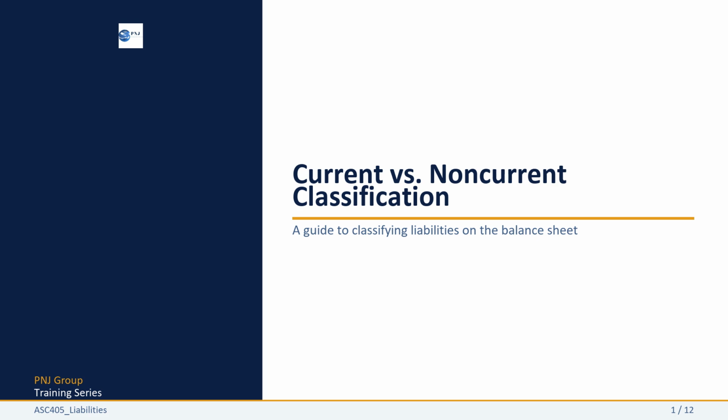Where a liability sits on your balance sheet matters more than most people realize. In this section, we are going to walk through the rules for classifying liabilities as current or non-current, and show you exactly where misclassifications happen and why they cost companies in audits.